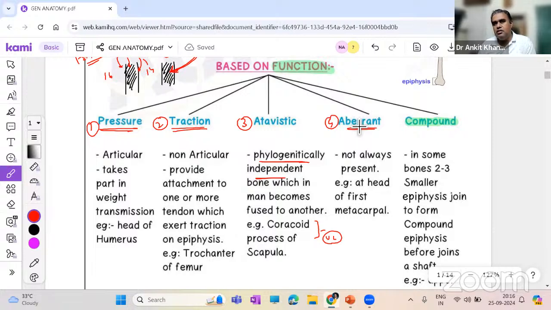That is in a different way known as aberrant, right? So these are the 4 classifications based on function. Last, compound: we have already seen that in some bones the epiphyses form compound epiphyses before joining, which we saw in the previous example. So let us see the examples now.